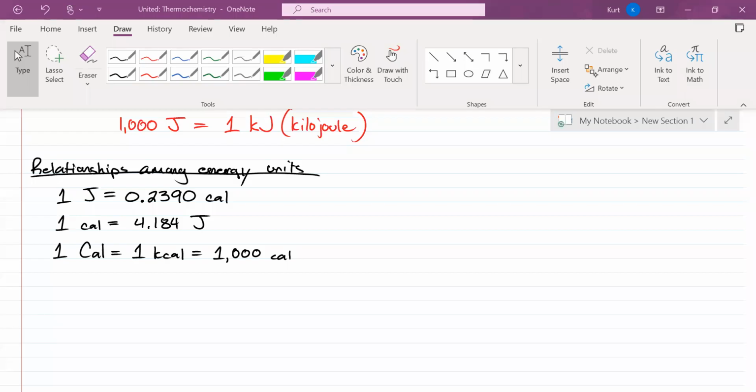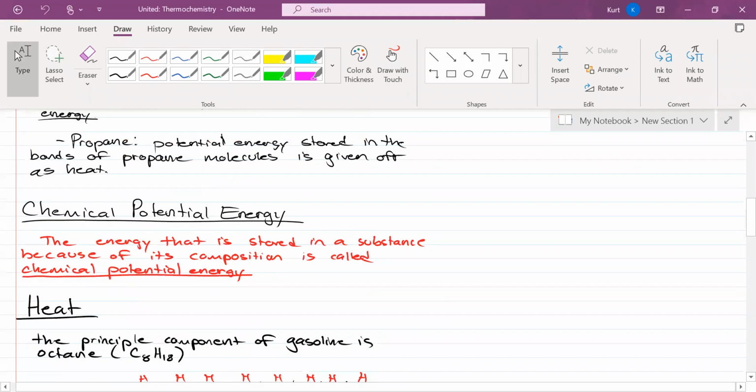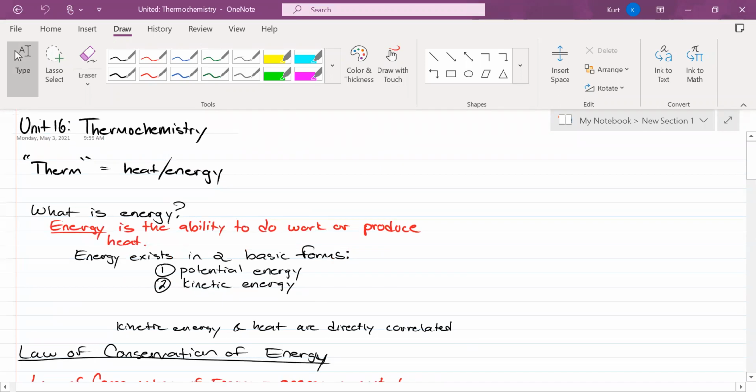Okay, we began thermochemistry in the previous unit. You guys got a bit of an intro. Let's do a quick review from yesterday, and then we'll move on to today. This whole unit is titled thermochemistry. Therm means heat, and the word heat is interchangeable with the word energy.